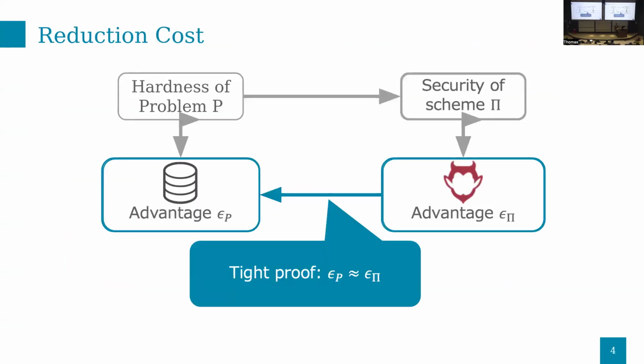We also consider tightness of the security proofs. Suppose the security of a cryptographic scheme is based on the hardness of some computational problem P. If the advantage of the adversary in breaking the security of the scheme pi is almost the same as the advantage of the algorithm in solving the computational hard problem, we say that the proof is tight.